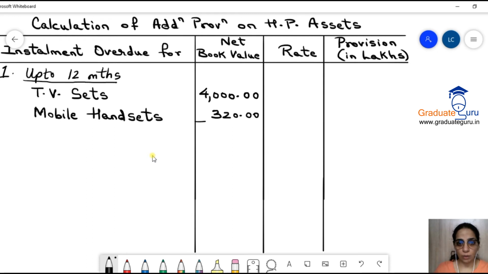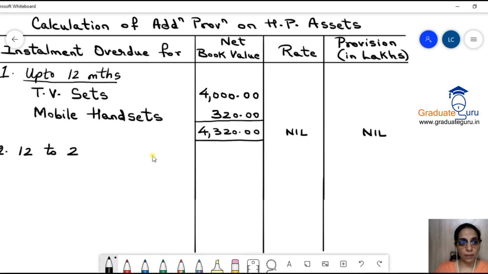यहाँ पर ही हम subtotal बता देते हैं and we'll underline it right here. So this will be 4,320. ताकि हम rate directly apply करें, and we know up to 12 months the rate is nil. You don't need an additional provision. Up to 12 months if the installment is overdue, you don't have to create a provision. So यहाँ पर provision भी nil आ जाएगा. Now let's go to our second category, and that is 12 to 24 months.